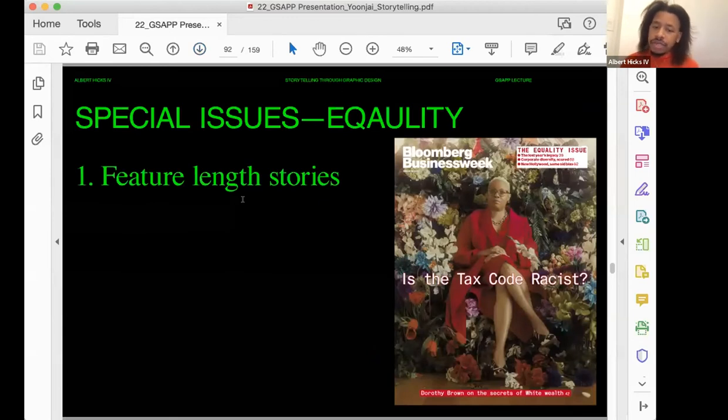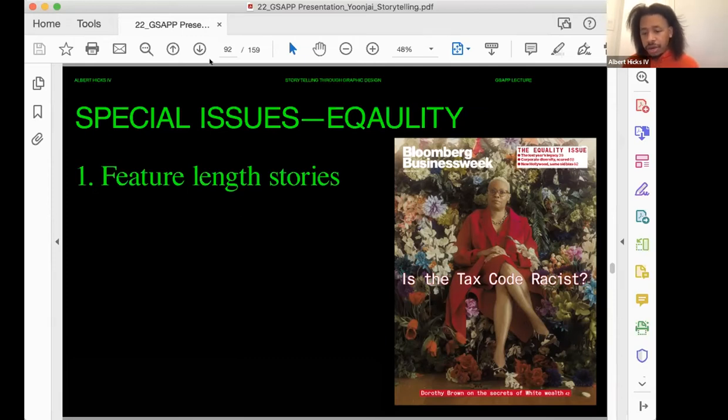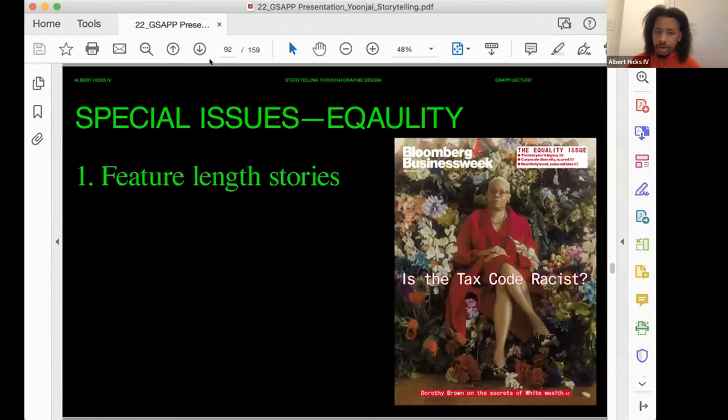And then this is a different type of special issue that I worked on, where the stories were feature length and it was about nine longer stories. So it's very different and the tone is different. We ended up going with this cover of Dorothy Brown and with this head, "The Tax Code Races," Dorothy Brown on the secrets of white wealth. If you think about that content, it's very different from the Bloomberg 50 that I just showed. So therefore, I think the tone of the design obviously had to feel different.